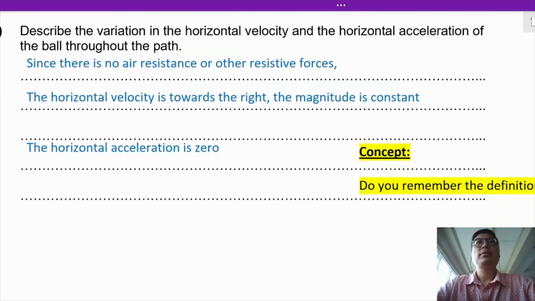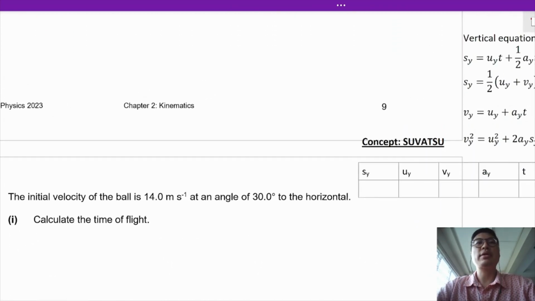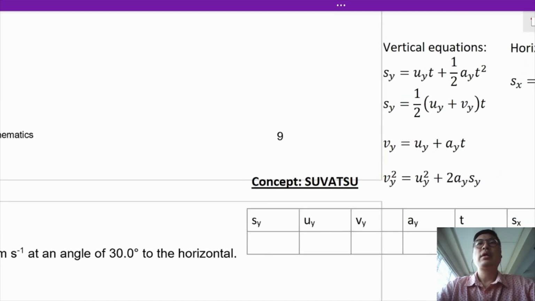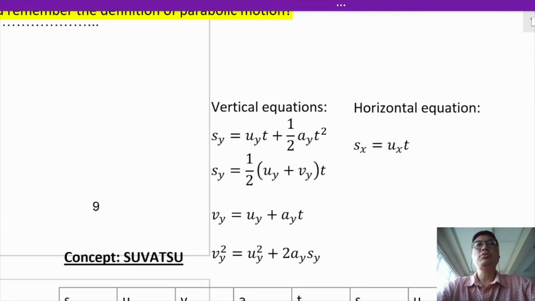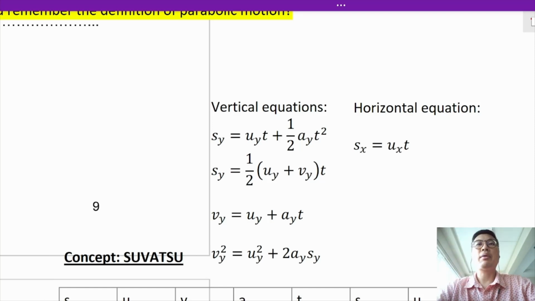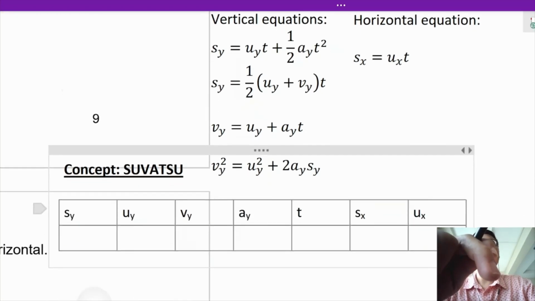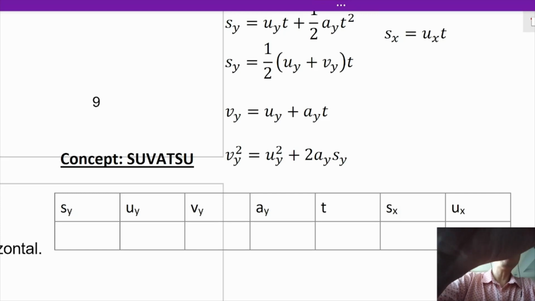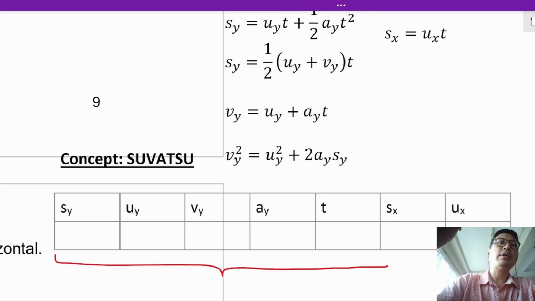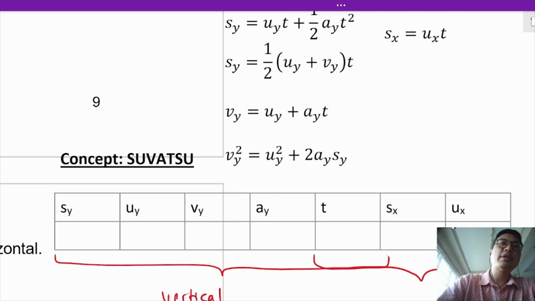Okay. Now, let's talk about the initial velocity, calculating the time of flight of the ball. In order to do this, I would need to teach you a concept called suvatsu. Remember that for linear motion, we only use the concept suvat. Now there's parabolic motion. I'll introduce two new terms, tsu, which is the horizontal component of the motion. This segment over here refers to the vertical motion, and this segment over here refers to the horizontal motion.